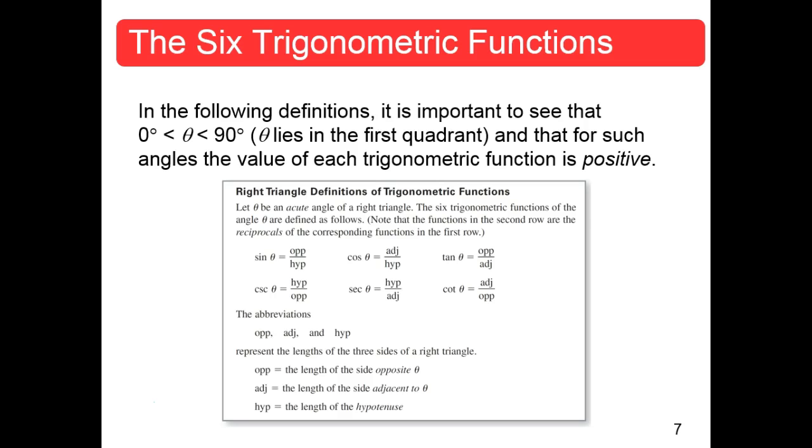But tangent and cotangent can be any size, because the opposite side can be very short and the adjacent side very long, which is a very small angle, or the opposite can be very tall and the adjacent side very short, which gives an enormous tangent or cotangent. These represent the lengths of the 3 sides. Opposite is the side opposite theta, adjacent is the length of the side adjacent to theta. Hypotenuse is always the length of the hypotenuse, which is opposite the right angle. Any questions on that?